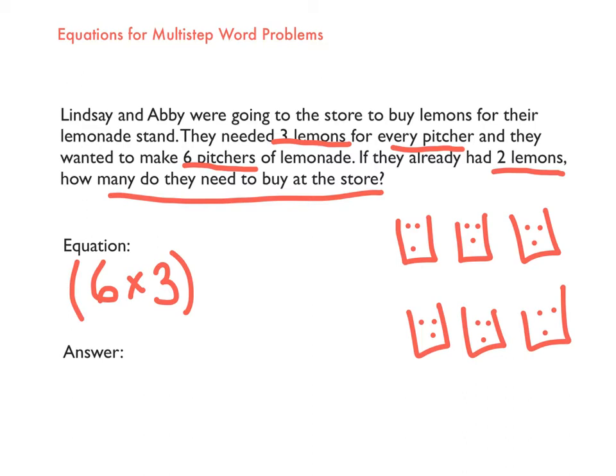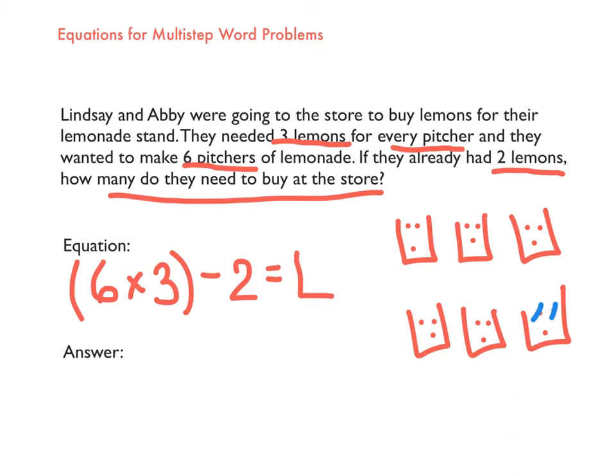Now, they already had 2 lemons at home, so that means those are 2 lemons they don't need to buy at the store. So 2 of these lemons, they don't need to buy at the store. So what we can do is get rid of 2 lemons by subtracting 2. This will give us the lemons they need to buy at the store. And I'm just going to put an L here for lemons. We don't know what that answer is yet.